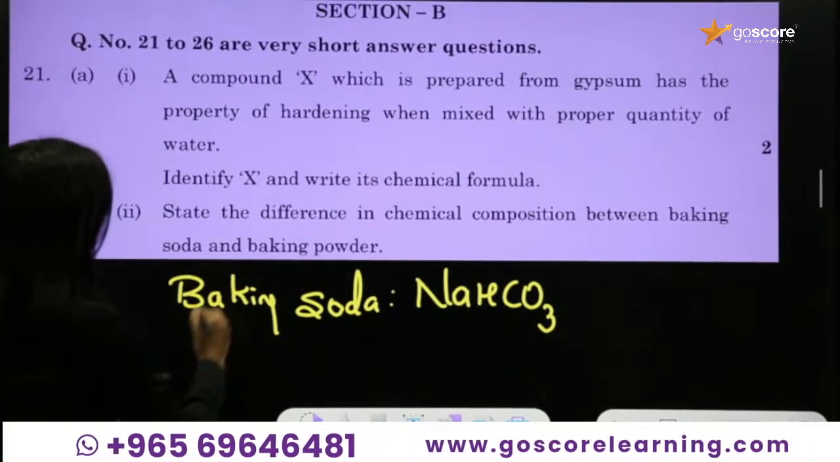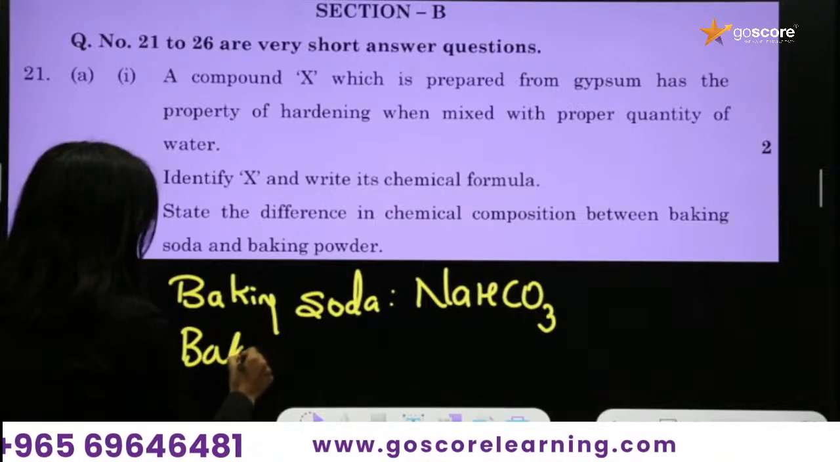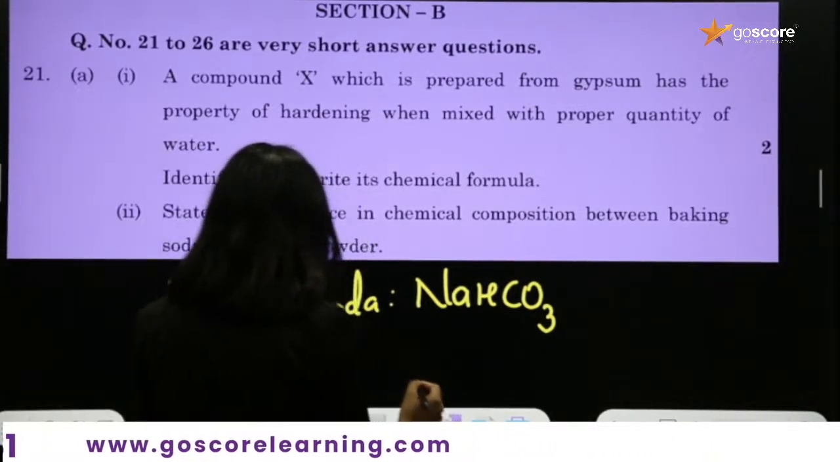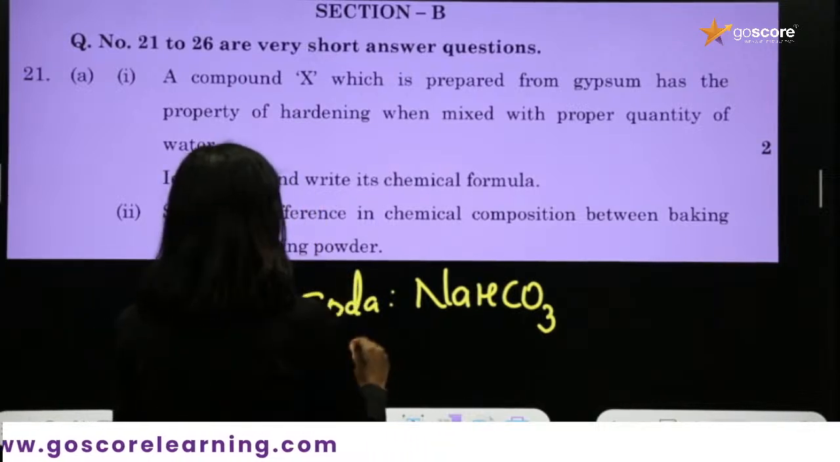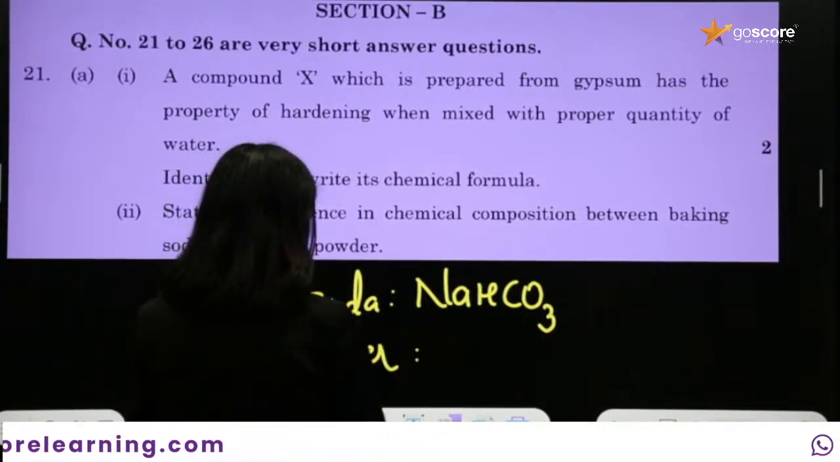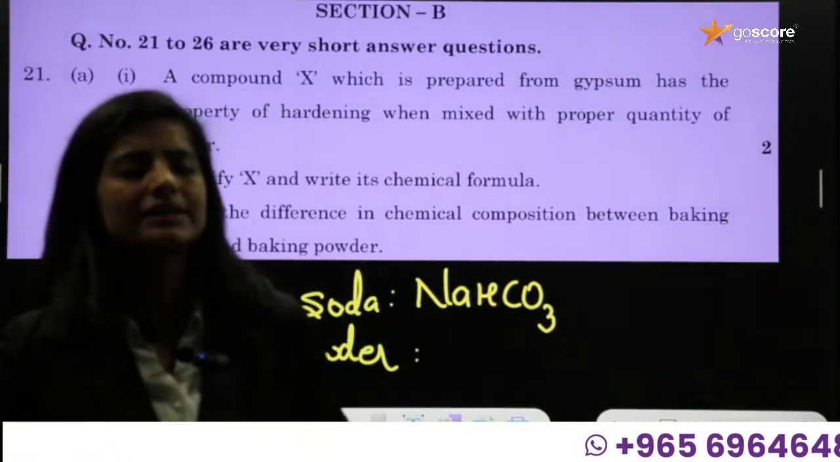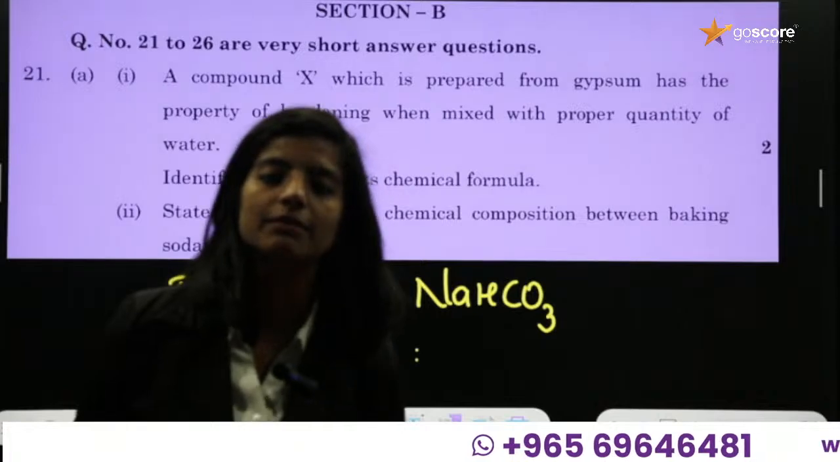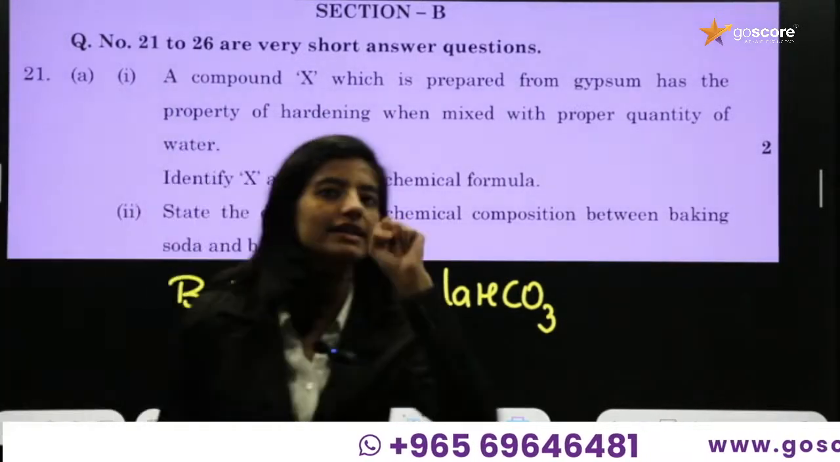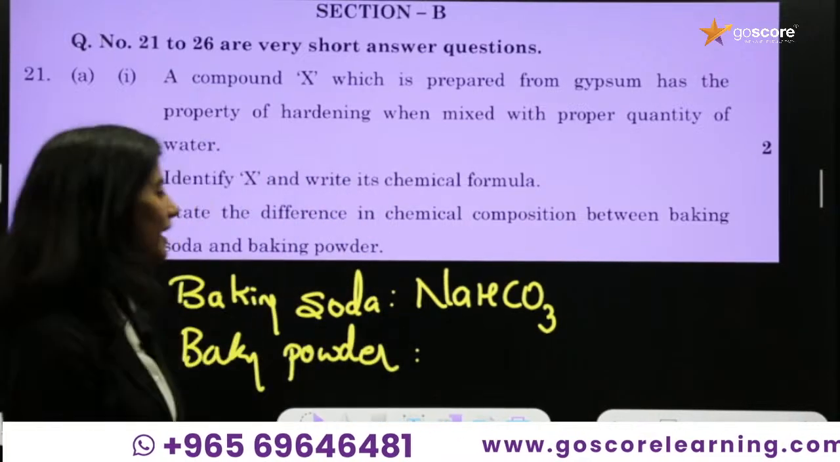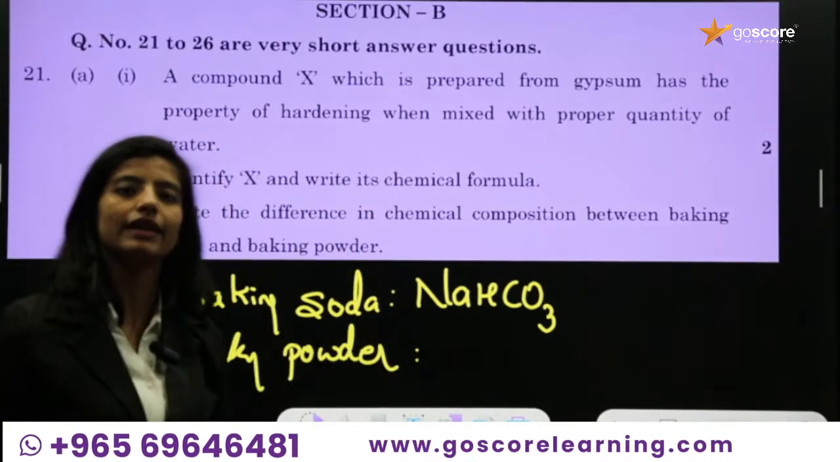Now coming into the baking powder, what might be baking powder? Quick. What's the basic difference between baking soda and the baking powder that you might be using in the snacks and the cakes, right? You might be using it. Yeah, I have explained this in the last session as well, I guess.